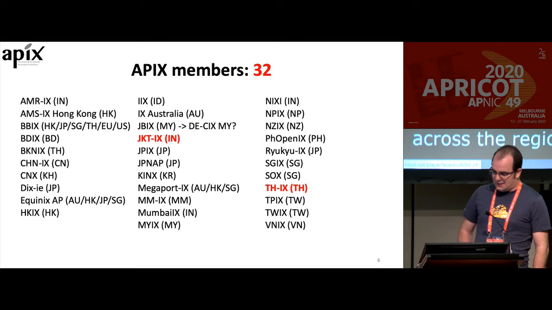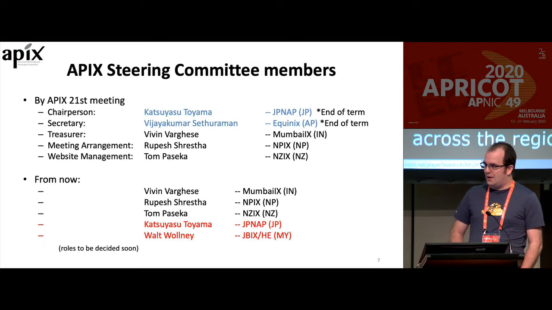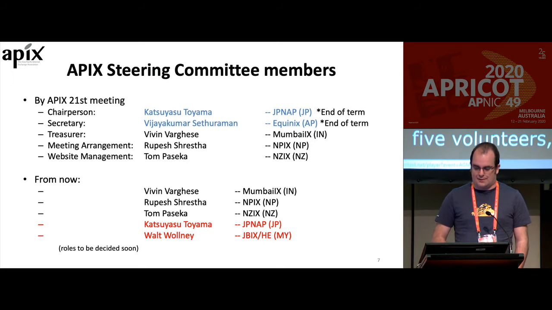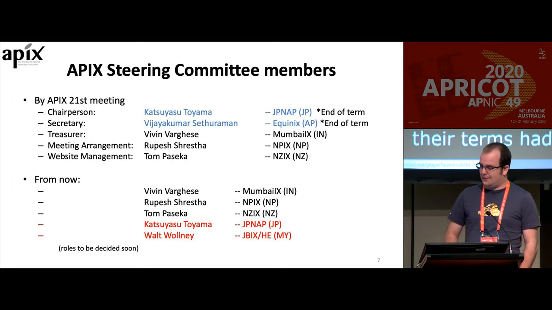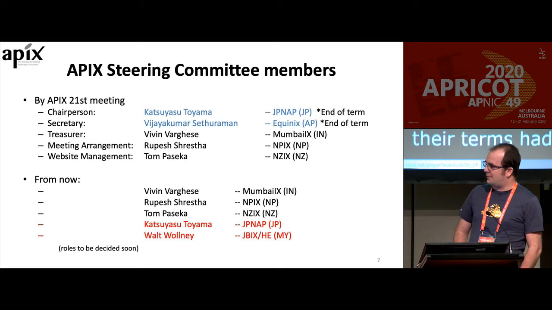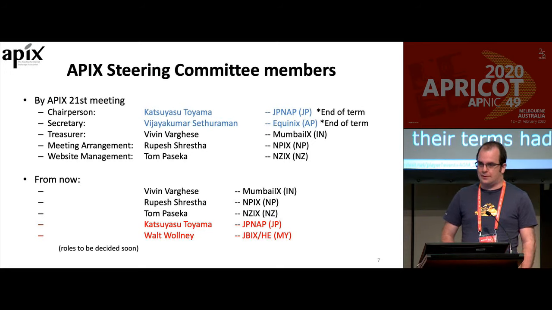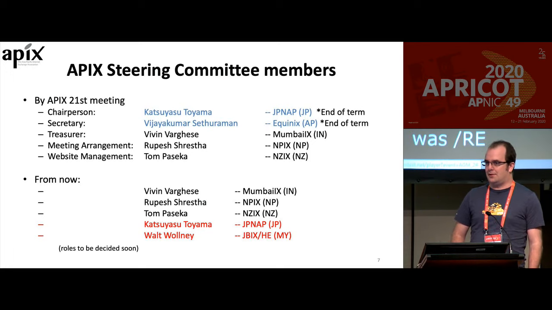The steering committee is run by five volunteers. Two of those volunteers were up, their terms had ended, Toyama-san and Vijay from Equinix. Toyama-san was re-elected, and Walt Wanley is nominated from JBIX, has also joined the steering committee.